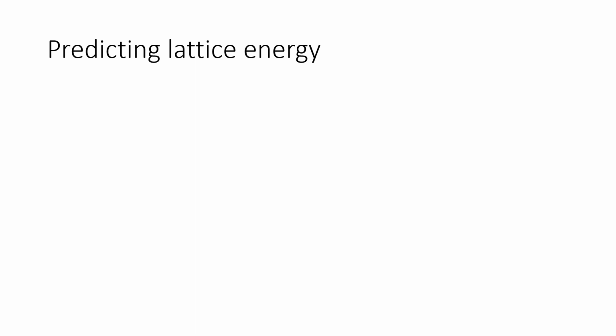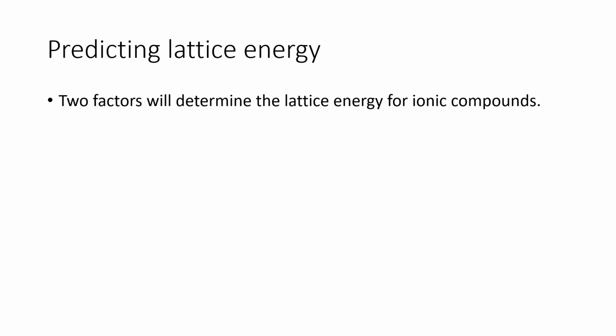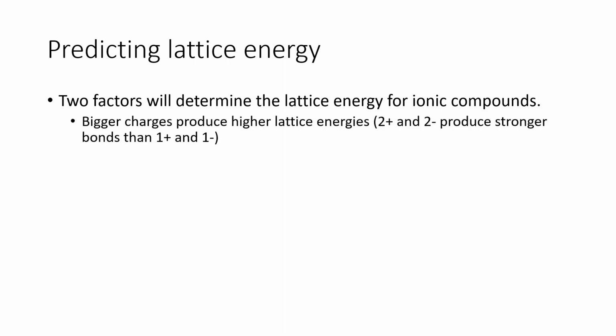So this is how we are going to predict lattice energy. There are two things that we definitely need to know. One is the magnitude, so bigger charges produce higher lattice energies. For instance, a +2 charge and a -2 charge produce stronger bonds compared to a +1 charge and a -1 charge. So that is one thing that we need to look out for.